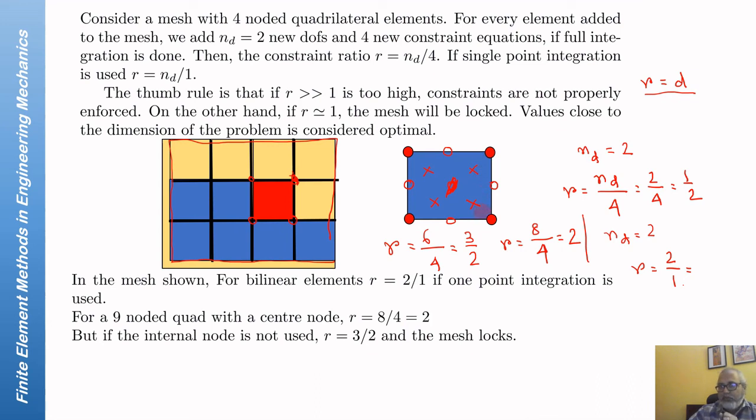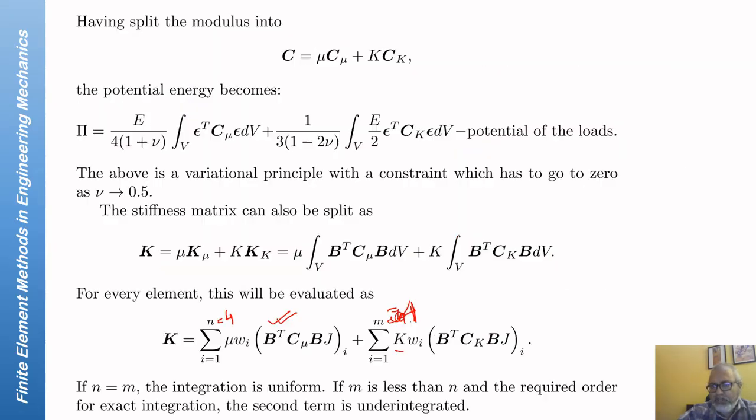So if you want to prevent locking, you have two ways. One is to use a 4-noded quad, but use one integration point, under integrate the volumetric term. Or you use second order Gauss quadrature for this term and use a quadratic quad with a central node.